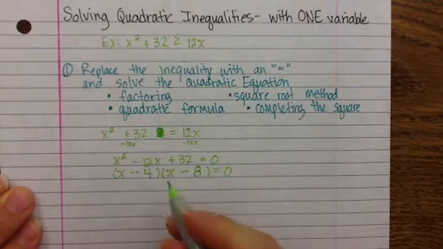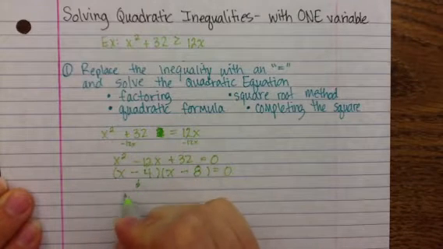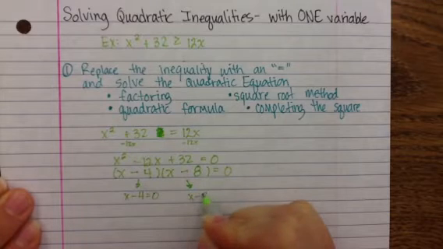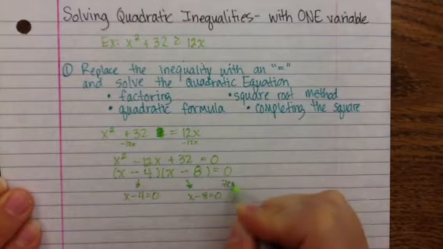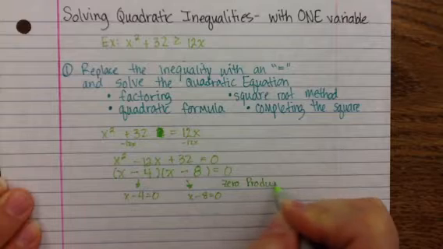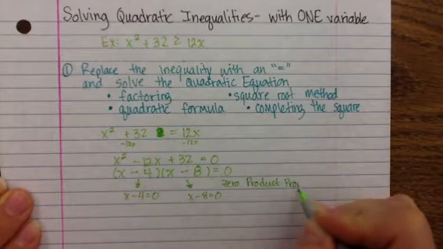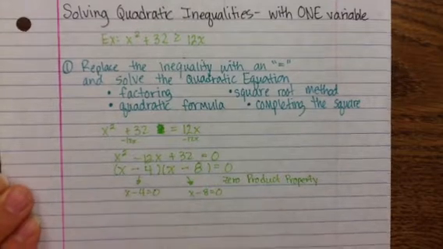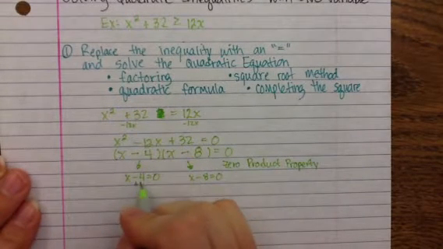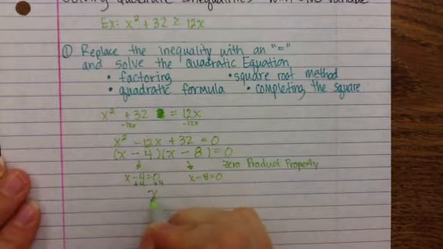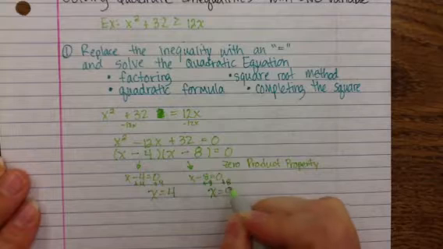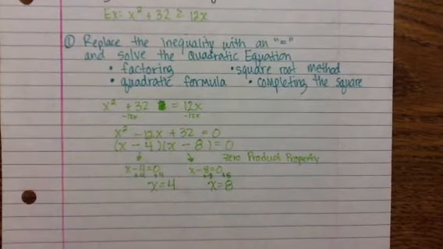I haven't solved it yet though. So to solve, I need to use the zero product property and set each of these factors equal to 0. Remember the zero product property? Anytime you have things multiplied together and the result is 0, that means one or the other thing had to equal 0. And then go ahead and solve those equations. So I get x equals 4 or x equals 8. Okay, that is step 1.